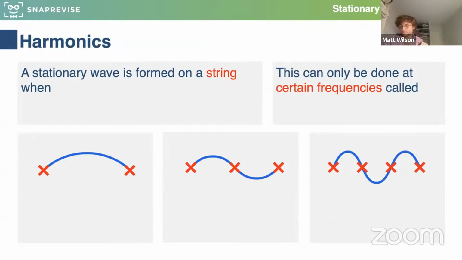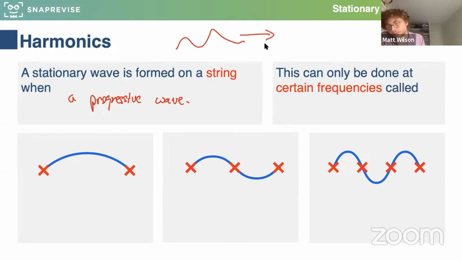So recall, this is a refresher, a stationary wave is formed on a string when a progressive wave, what's a progressive wave? Well, I'll write that in a second. A progressive wave is just one that is not stationary, one that does actually appear to be moving in some direction. The stationary wave is formed when you get one progressive wave and it is reflected back on itself.